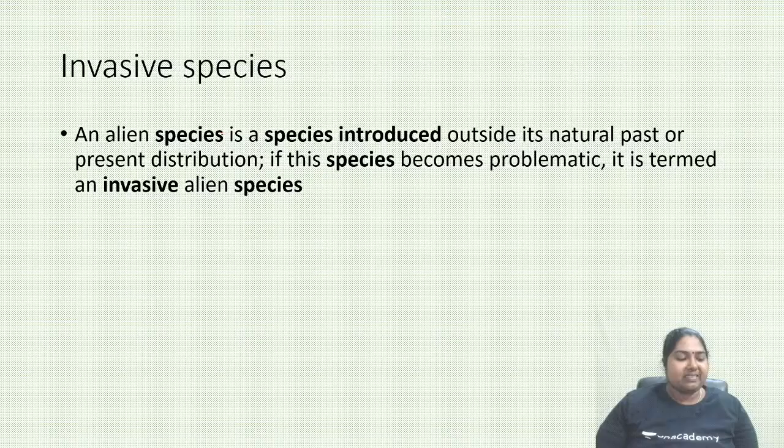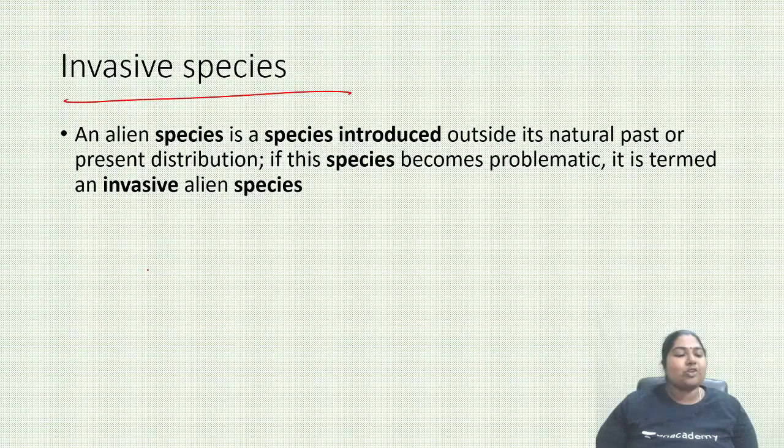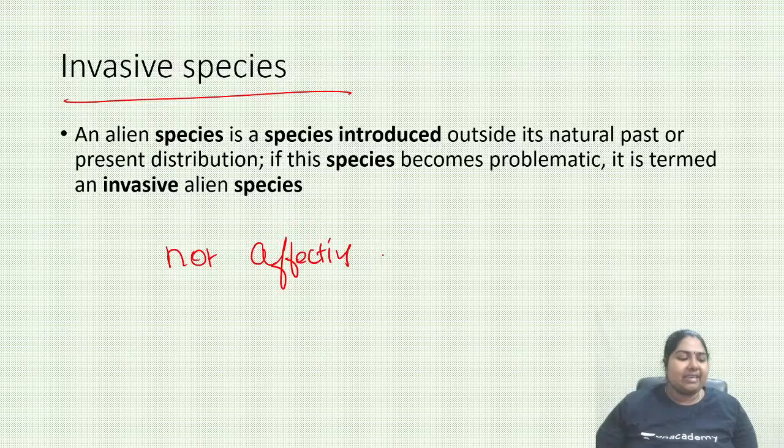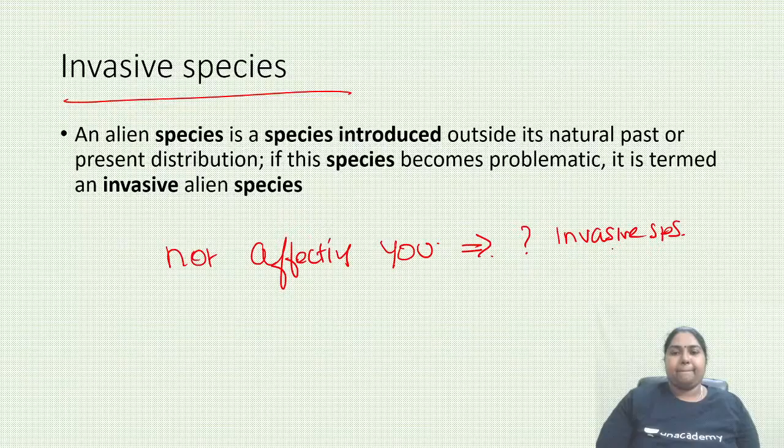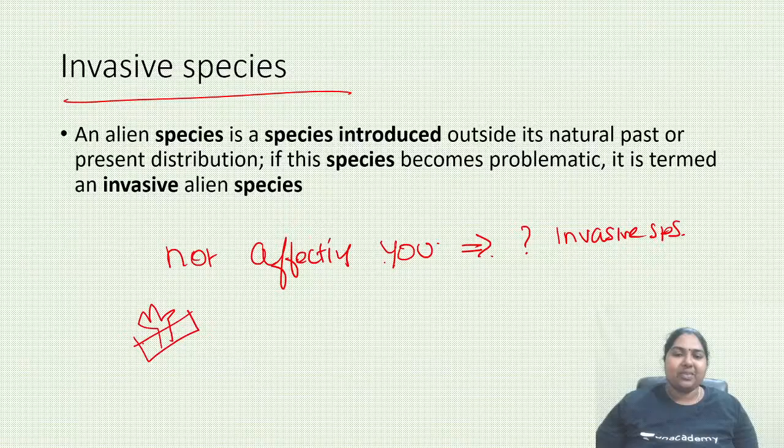The next type of species that we are going to see is the invasive species. I'll ask you a question. Some species from abroad has come. It is not affecting you. It is happily surviving and it is not affecting you. Will it be invasive? Will you call it an invasive species? Think and tell me. It is not creating any kind of nuisance to you. That foreign plant is happily growing in your garden and not creating any trouble. Will you call it an invasive species?